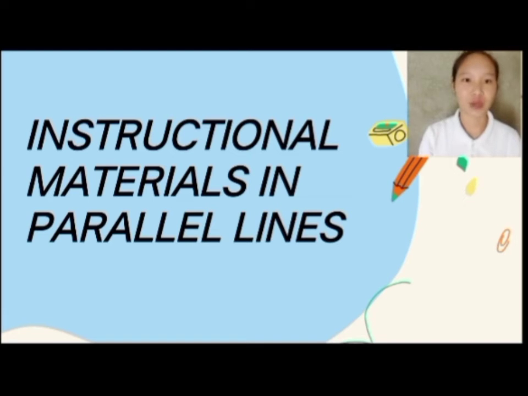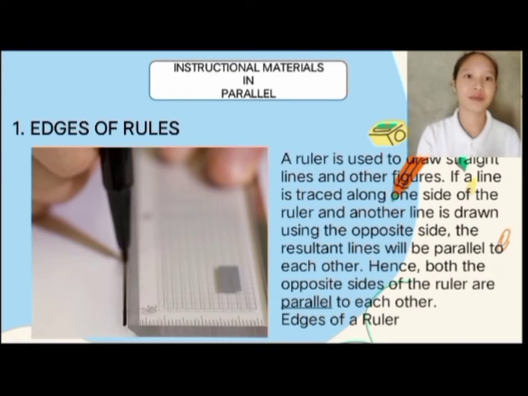Now we have the instructional materials and parallel lines. The easiest way to determine parallel lines is to use real-life objects. We have here the edges of a ruler. As we all know, a ruler is used to draw straight lines and other figures. If a line is traced along one side of a ruler and another line is drawn using the opposite side, the resultant lines will be parallel.